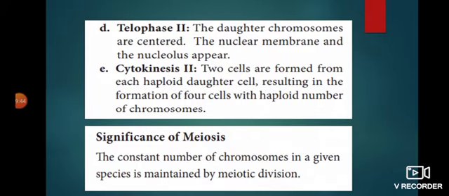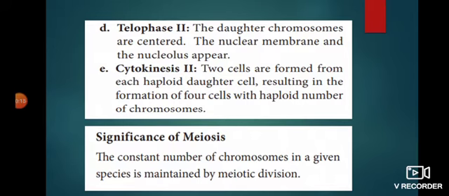Then during telophase 2, the daughter chromosomes are centered, the nuclear membrane and nucleolus appear. During cytokinesis 2, two cells are formed from each haploid daughter cell, resulting in the formation of 4 cells with haploid number of chromosomes. These are called as gametes. So, from one reproductive cell, we can get 4 haploid gametes out of one meiosis.